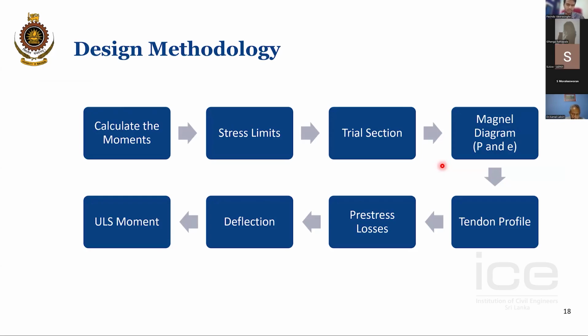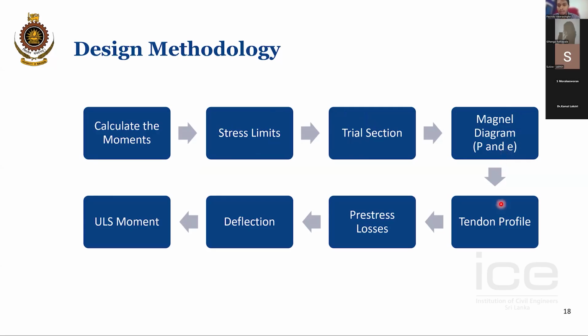First, we calculate the initial moments due to the loading that could occur, and we should find what stress limits we can apply for this particular member in the transfer and the final stages. I will explain them later. And in order to satisfy the stress limits, we have to select a particular trial section, and we can check whether this section is adequate or not. I will show you how. Then we draw something called a Magnel diagram to find out what is the effective P and e that you can apply.